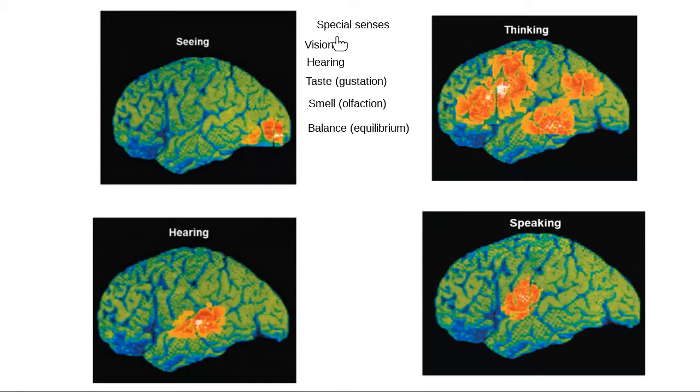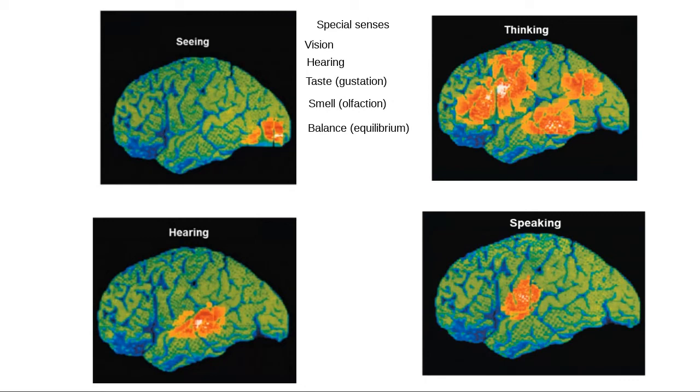Okay, so 5 kinds of special sensory information that we process in the body. With this special sensory information, for the most part, I not only send it to a specific place in the brain, but I also process it in that same kind of place of the brain. So we're looking here at something that's called an fMRI.